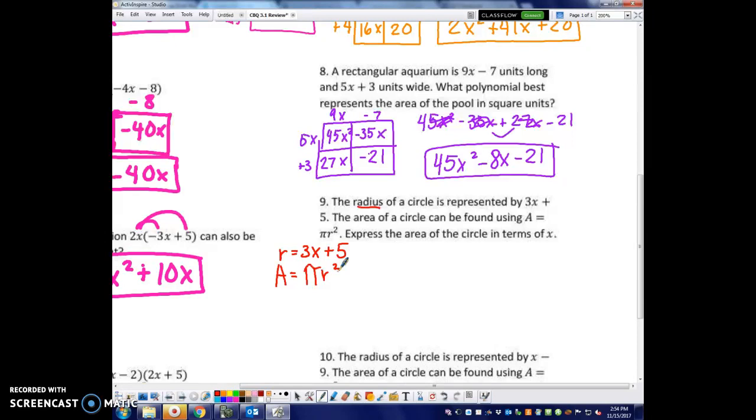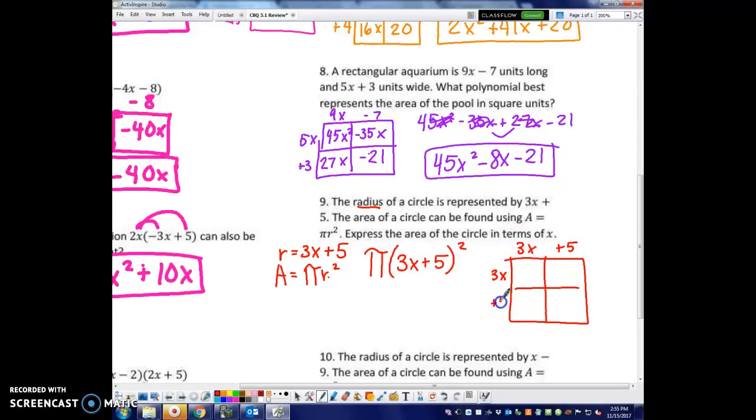So here's what you're doing. The radius is this. So you're plugging this into the formula. So we have pi times 3x plus 5 squared. Because instead of putting the r, we put what r equaled. So let's find out what 3x plus 5 squared is first. So make our box. Because squared just means that times itself. So it's 3x plus 5 times 3x plus 5.